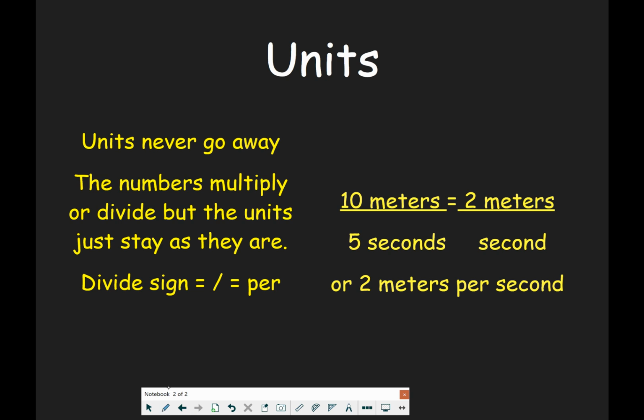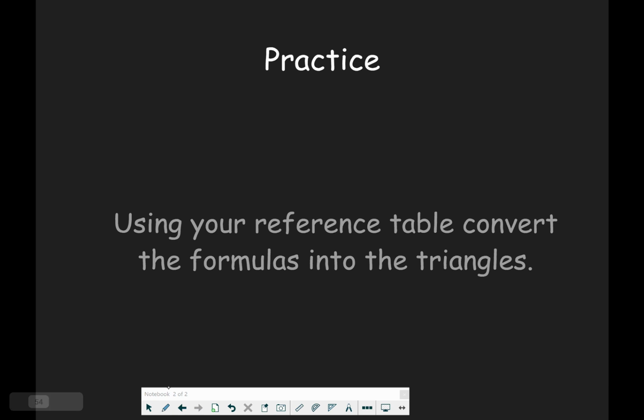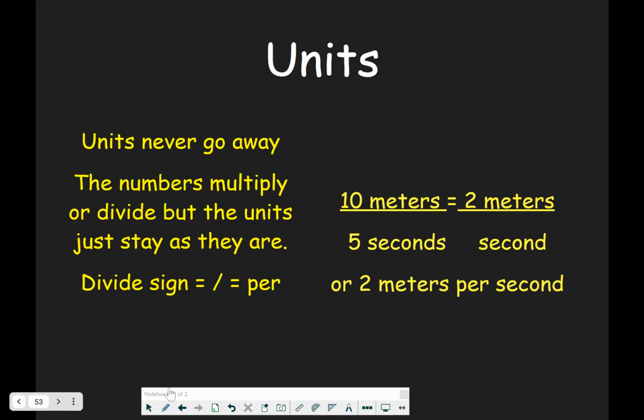10 meters divided by 5 seconds. You can divide 10 by 5. 10 divided by 5 is 2. But you cannot divide meters and seconds. So you simply leave them there. So your answer is 2 meters per second. Okay? Now, the divide sign, I always want you to remember when you hear the word per, that means divided by. Always means divided by. Miles per hour is miles divided by hours. Okay?